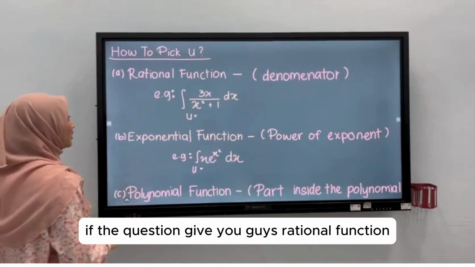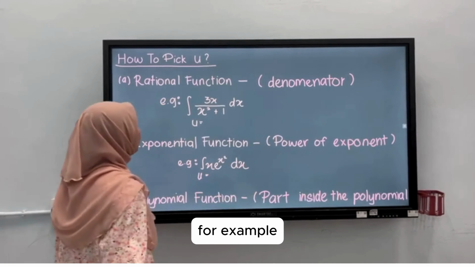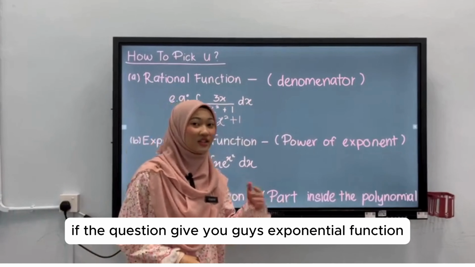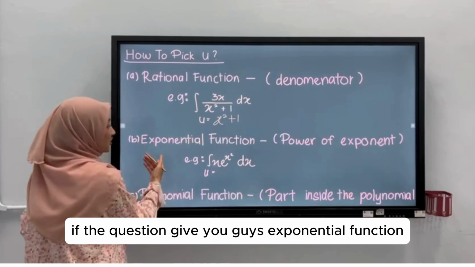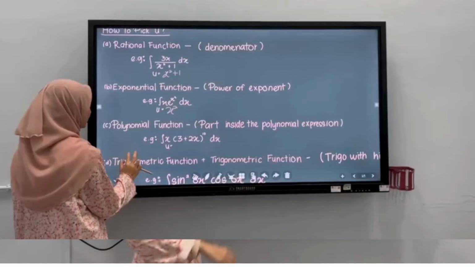If the question gives you a rational function, u will be picked from the denominator. For example, this equation, u will be x squared plus 1. Then, if the question gives you an exponential function, u will be picked from the power of the exponent. For example, this equation, u will be x squared.